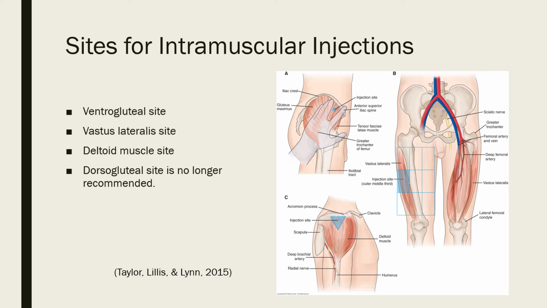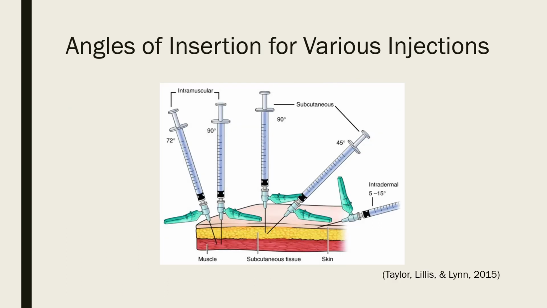And we used to use the dorsogluteal, which is the buttocks, but we don't do that anymore because there was too much nerve damage. In class, we're going to talk about how you find the landmarks for these different sites. You can refer back to this picture, but we'll talk about this in Skills Lab.